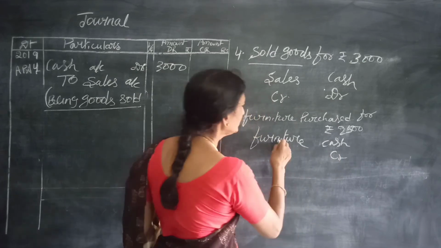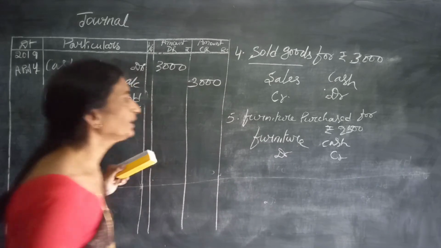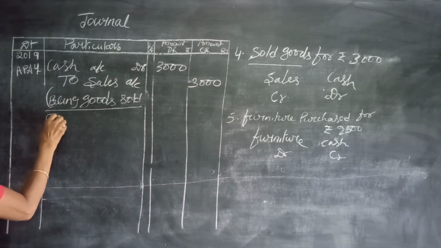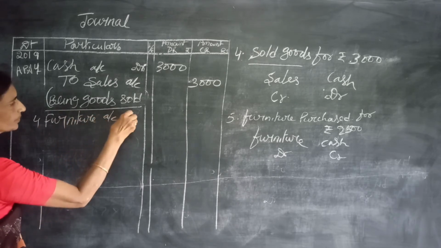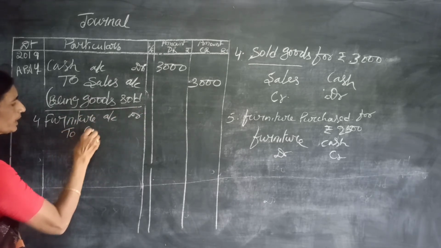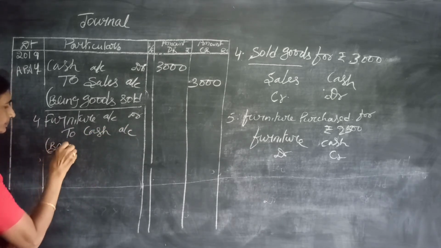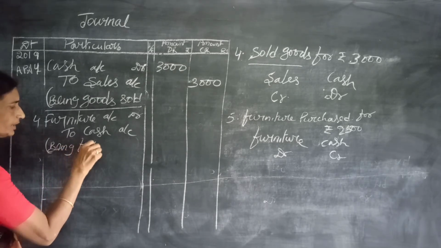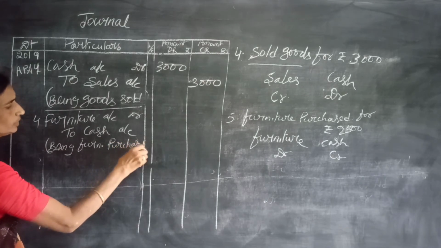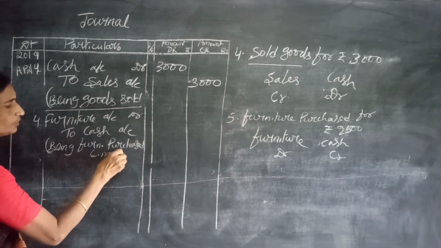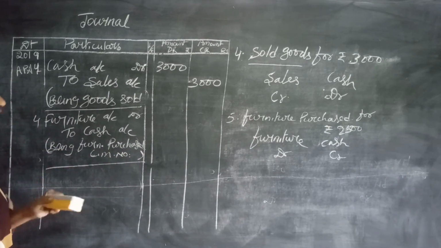The credit furniture, an asset is being increased, it is coming in, then debit. Furniture account debit to cash account, being furniture purchase. Say if there is any cash memo number, we have to put the cash memo number, etc. A brief description is to be given, not too detailed description.